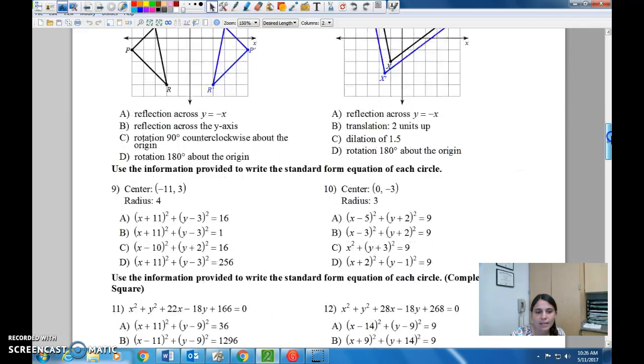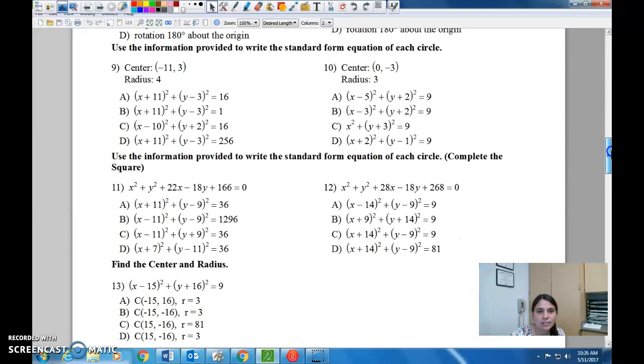Number 9. It gives me a center and a radius and then wants me to write the equation in standard form. So I'm just going to ignore the options and do this problem because I know how to do it. When I write it in standard form, I have x minus a -11, which would be x plus 11 squared, plus y minus whatever this y value is, so y minus 3 squared, is equal to the radius squared, which is 4 squared or 16. So if I look through my options, that is option A.